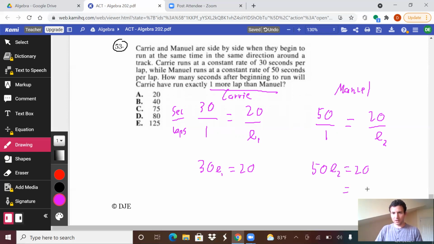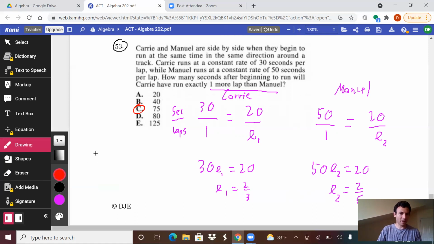And if we think about this, Manuel's going to have run 2/5 of a lap, and Carrie's going to have run 2/3 of a lap. So neither has run over a lap, so Carrie can't have run a lot more than Manuel. She can't have run a lap more. So I'll just speed it up and go right to the answer. C's the answer, and I'll show you why.